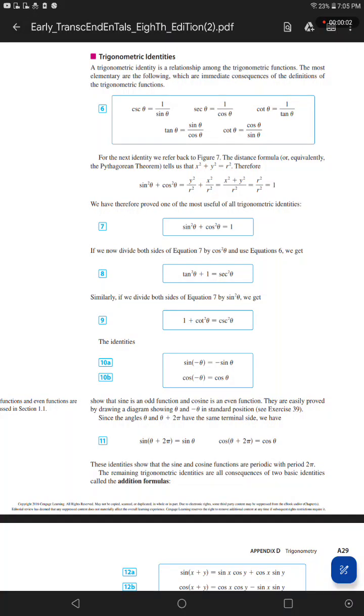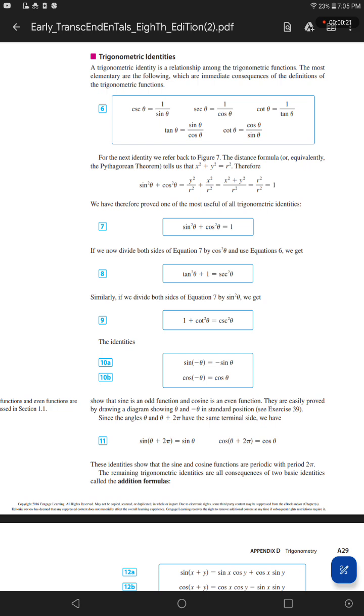Trigonometric identities. A trigonometric identity is a relationship among the trigonometric functions. The most elementary are the following, which are immediate consequences of the definitions of the trigonometric functions.